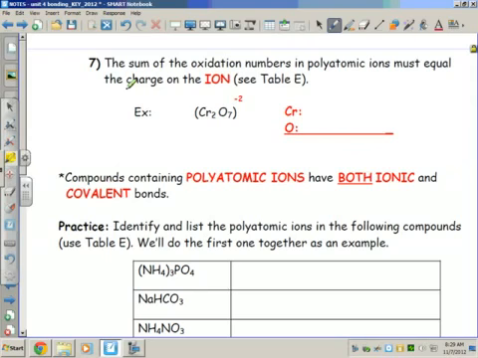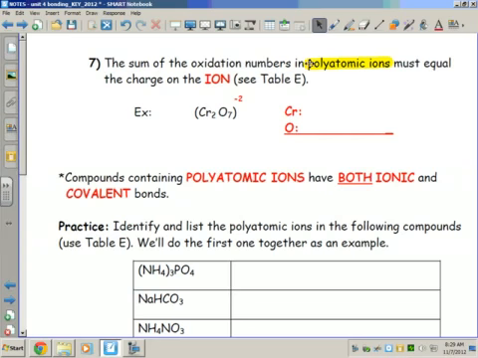So our final rule for assigning oxidation numbers has to do with polyatomic ions. And the rule is that the sum of the charges on all the atoms within the ion has to add up to the overall charge on the polyatomic ion. The example we're going to use is chromate, which has an overall charge of -2.